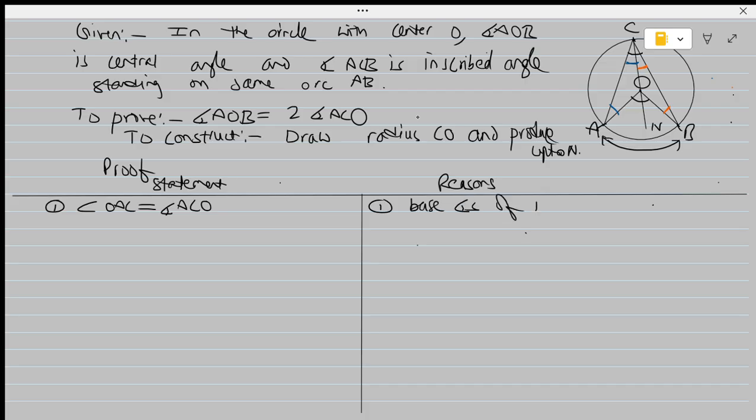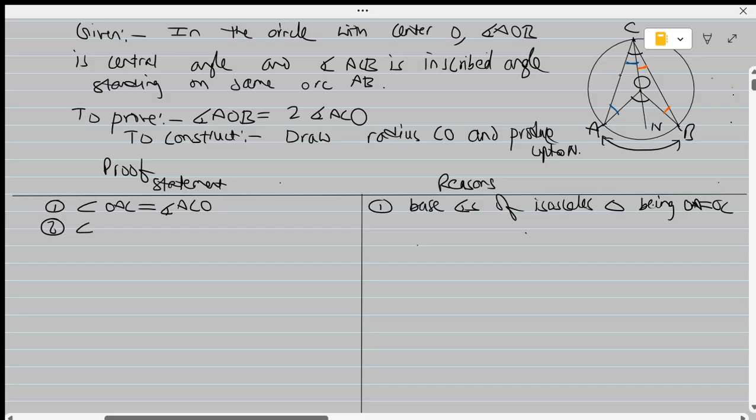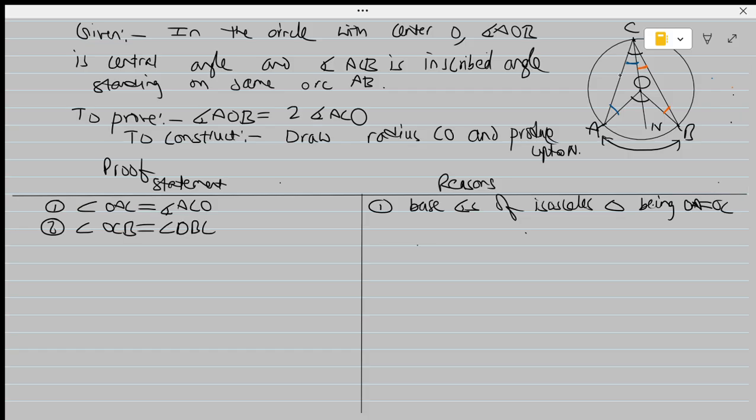Base angles of an isosceles triangle. Being OA equal to OC, since OA and OC are both radii of the same circle, we can say angle OAC equals angle ACO. And very much alike, in triangle COB, we can say angle OCB equals angle OBC. This is the same as statement number one, OB equal to OC, because they are radii of the same circle.